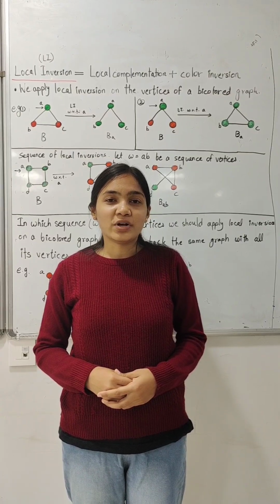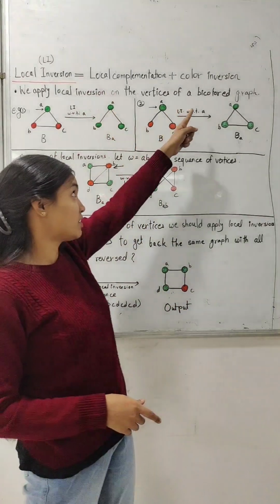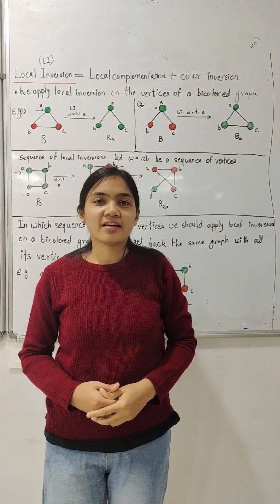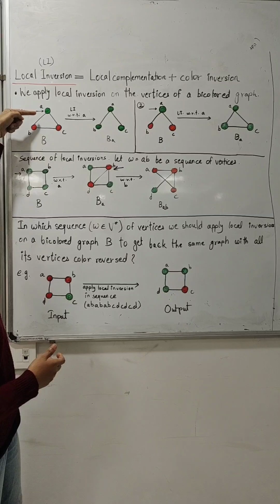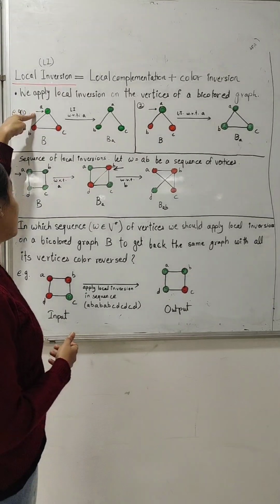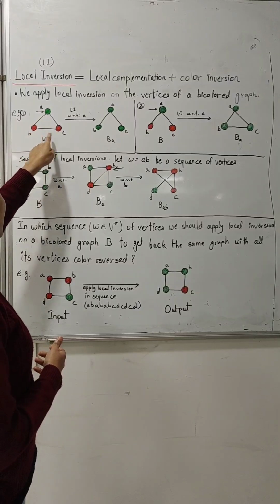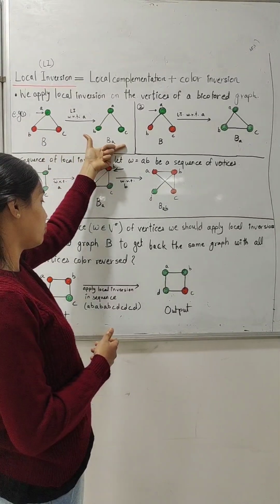Let us see another local operation which is called local inversion. So it's a combination of local complementation and color inversion, and we apply this operation on a bicolored graph. So for example, we have a bicolored graph here, and we want to do local inversion with respect to vertex A. So it will flip the colors of B and C, and it will also reverse the adjacency of these two neighbors B and C. So this is our output graph.